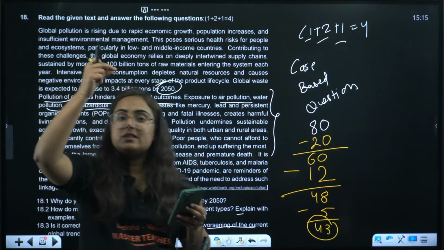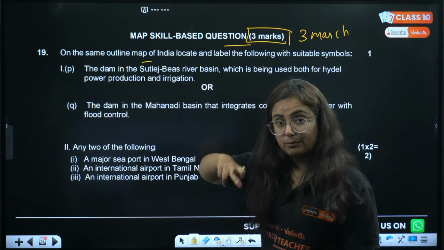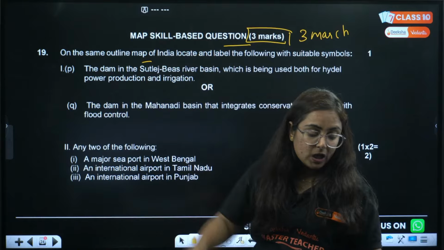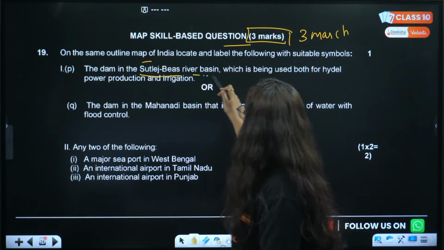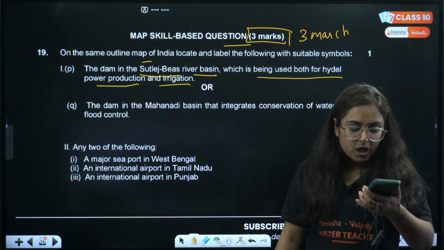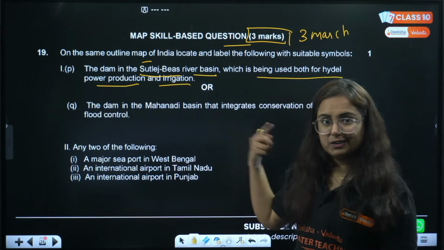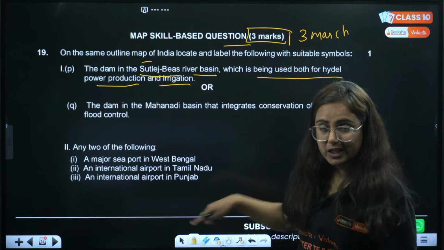So the 18th question, case-based question, done. Then we will get the 19th question. Judge the map, because I don't have the map here to pinpoint the locations, but we will just judge the locations today. Fine. Map skill-based questions, how many marks? 3 marks from geography. The first one says, on the same outline map, they will be marking it now for identification for history. On the same map, they will be giving us this: the dam in the Satluj-Beas river basin, which is being used for both hydel power production and irrigation. Anyone out here who can tell me this? Who can tell me this? I'm reading 3. How many of you know 3? Let me know.